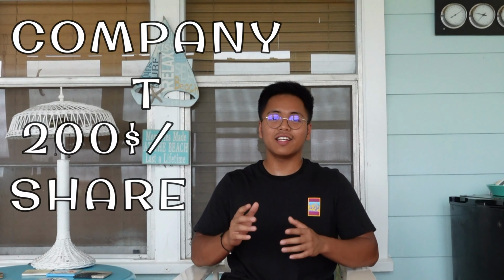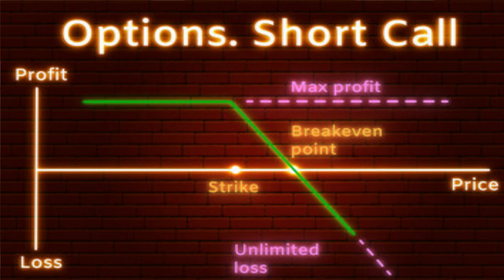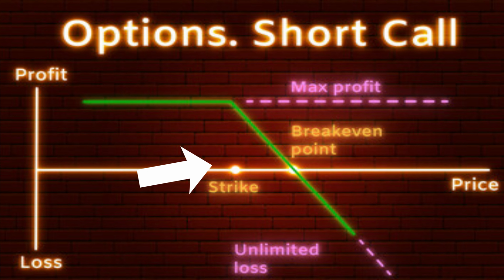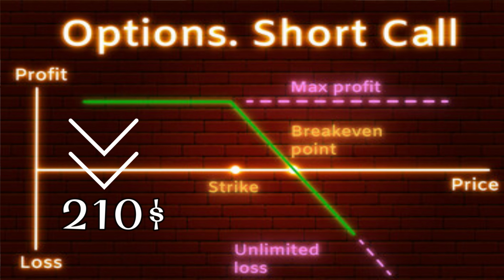Let's say that company T has a stock selling for $200 per share. With the help of patterns and studies that you put in, you predict that the market will go down. So you choose the short call option contract for $1, which is $100 if you multiply it by 100 shares. The strike price of the stock is $210, and as long as it is under $210, then you can keep the $100 that you have sold it for.